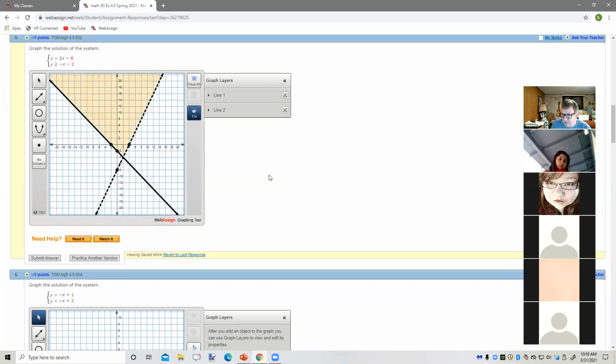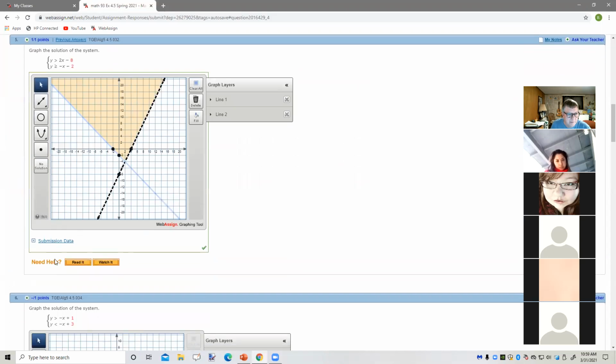Do you see that? I wish that they could put it in different colors and stuff, but this is the solution for the dotted line, and this is the solution for the solid line. So that's the solution for both. That's where they overlap. Is everybody okay with that? Let's see if it's correct. And it is. All righty. Any questions about that example?